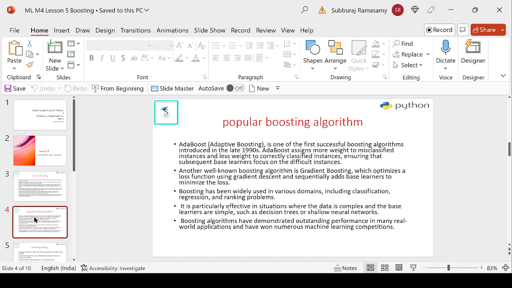So there are two popular algorithms. One is AdaBoost, and the other is gradient boost. AdaBoost stands for adaptive boosting. It is one of the first successful boosting algorithms, introduced in the late 1990s. AdaBoost assigns more weight to misclassified instances and less weight to correctly classified instances, ensuring that subsequent base learners focus on difficult instances.